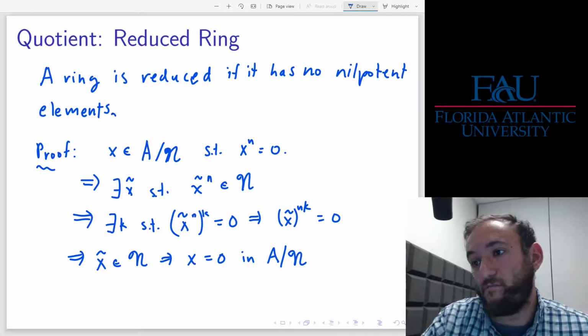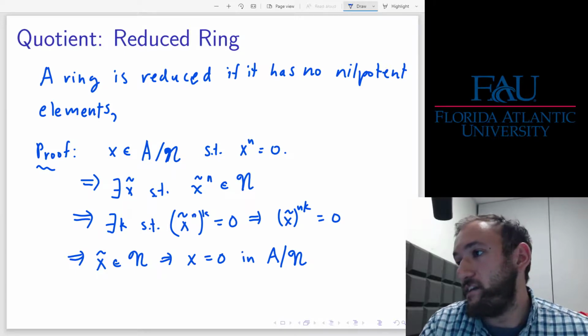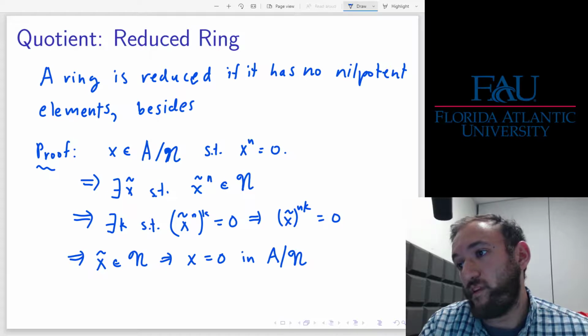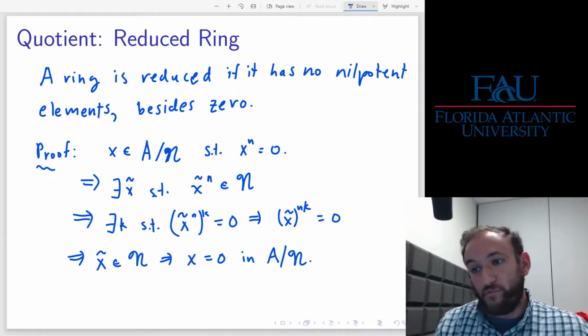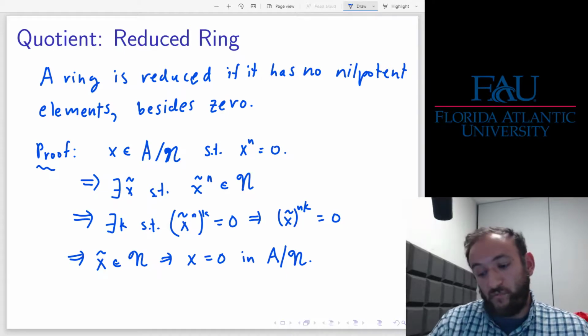I should adjust this a bit: if it has no nilpotent elements besides 0. Okay, so if any nilpotent element is 0, that means that the ring is reduced, and that's the case for the quotient by the nilradical.